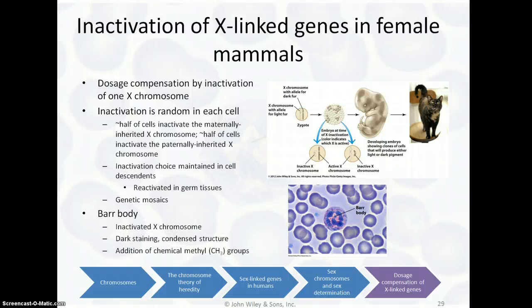This inactivated X chromosome, we can actually see if we stain cells in females. We see something called a Barr body, which is a very small, condensed, dark staining structure. The Barr body is essentially the inactive X chromosome. What inactivates the X chromosome is the addition of methyl groups, a carbon attached to 3 hydrogen atoms. When we attach those groups to DNA, it acts as a sort of repressor. It turns the genes off like a switch.